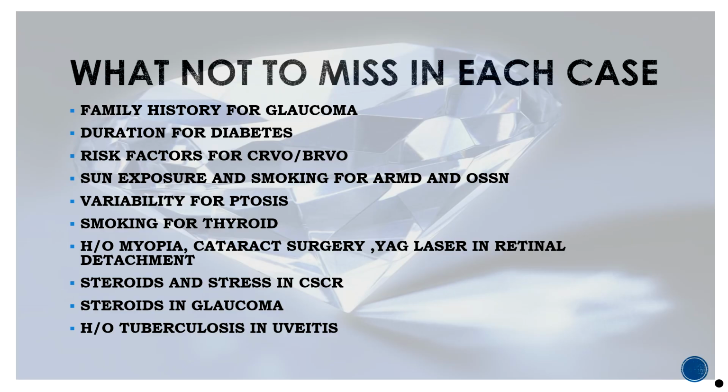Just a quick look on few things which you should not miss in each case. For example, family history for glaucoma, duration for diabetes, risk factors for CRVO, BRVO, sun exposure and smoking for ARMD and OSSN, variability for ptosis, smoking for thyroid, history of myopia, cataract surgery, YAG laser and retinal detachment, history of steroids and stress in CSCR, steroids in glaucoma, and history of tuberculosis in uveitis.